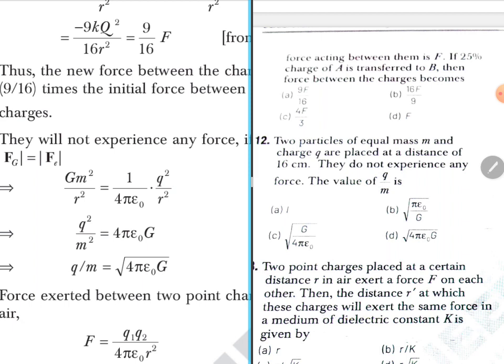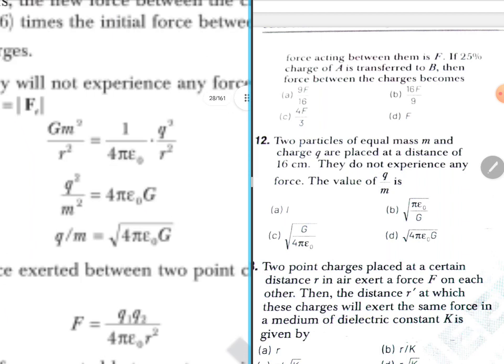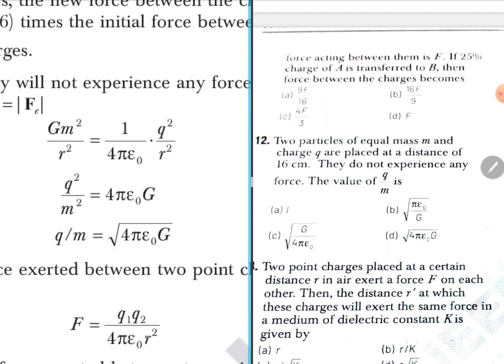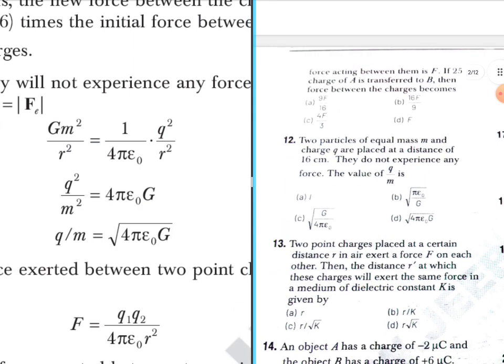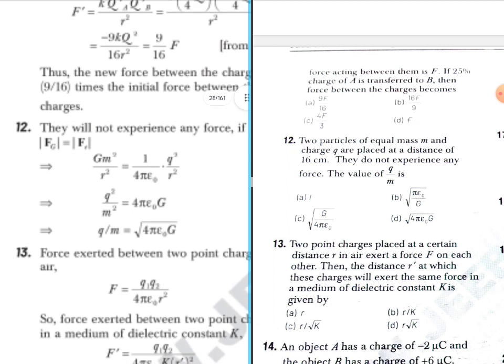Hence r square gets cancelled, you can group q square by m square. From this, cross multiplying, you get q by m to be root of 4 pi epsilon naught G, so D is the right answer. So let's go to the next question.